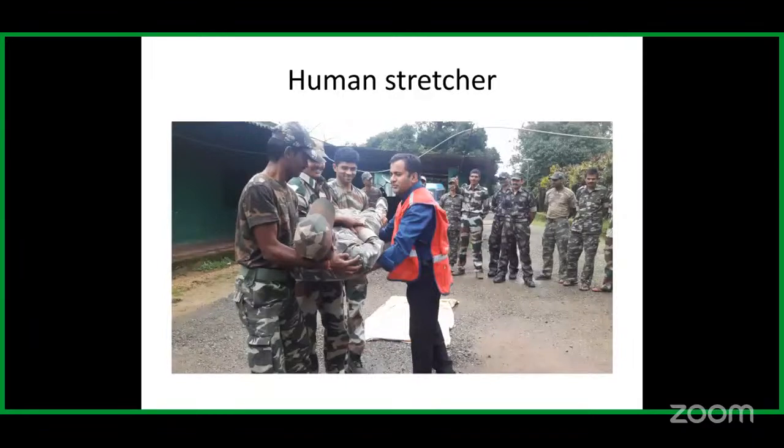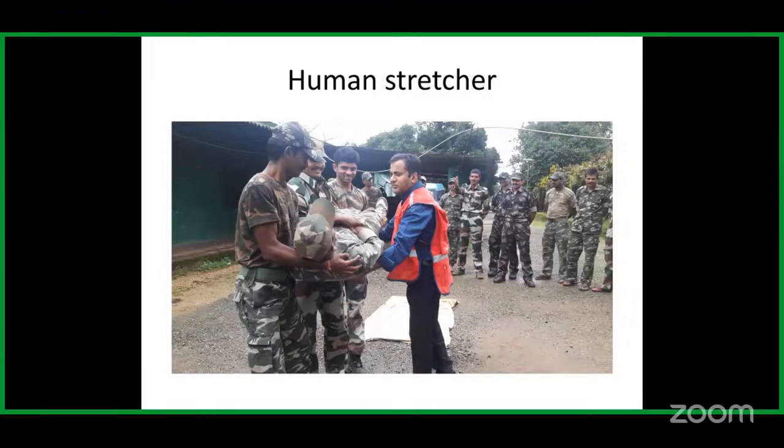This training was for the ANF, the Anti-Naxal Police Force. You can see me on the other side supporting the casualty, and three commandos from the ANF are holding that injured person. This is again one of the simplest methods where we can shift the casualty, hold the injured person, and load the stretcher or load an ambulance also.